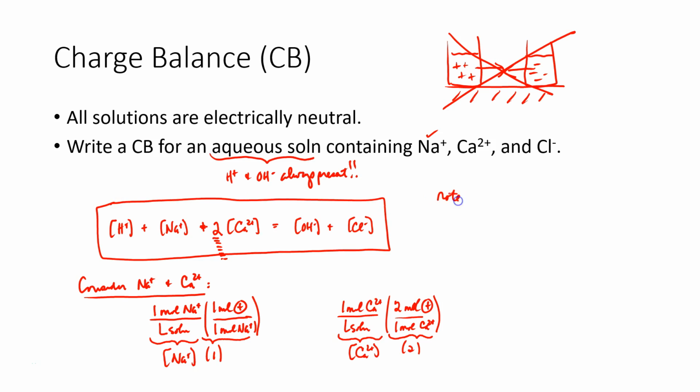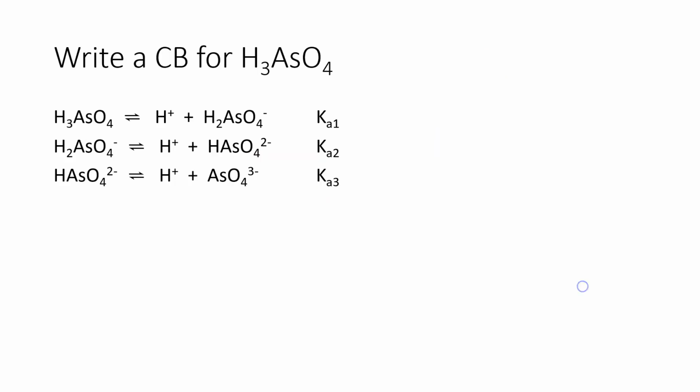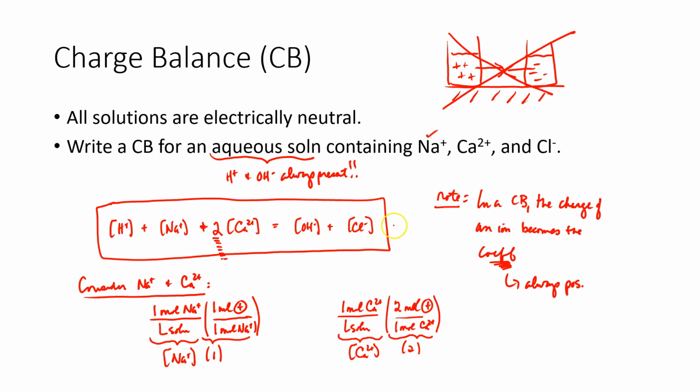So that's an important thing to remember, that in a charge balance, the charge of an ion becomes the coefficient. The charge of an ion becomes the coefficient. And that coefficient is always positive. So even if we had, say, sulfate on the right-hand side here with our negatives, it has a -2 charge, its coefficient would be a +2. In a charge balance, the charge of an ion becomes its coefficient.